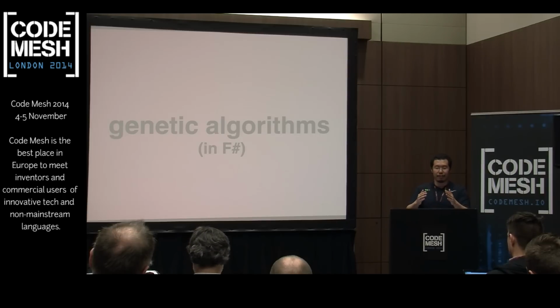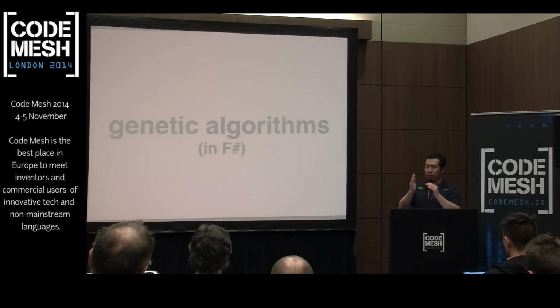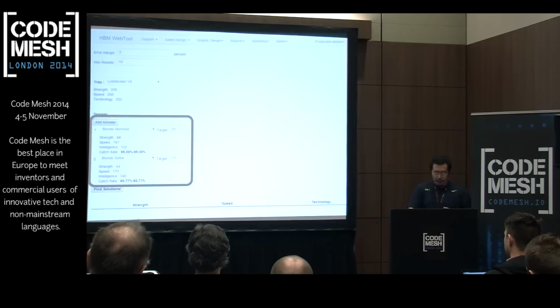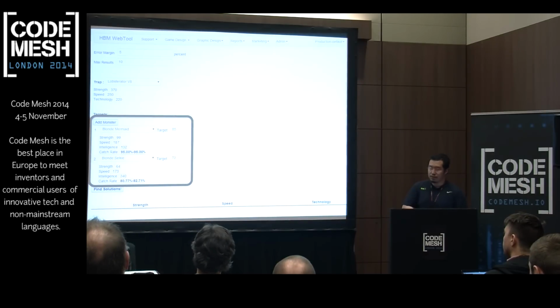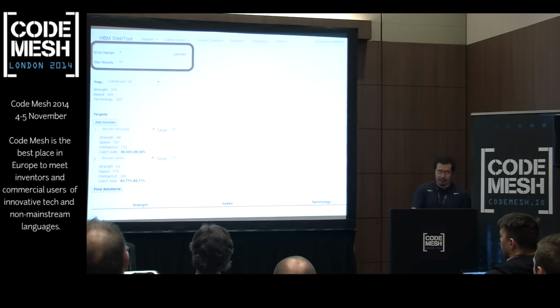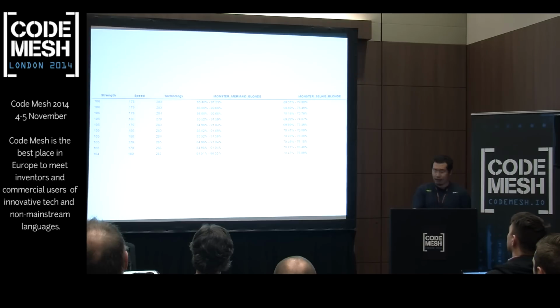So if you want a trap that makes sense, so that it is high tech, but not very strong, but quite fast, you tell us that at the start, so that we try to find a solution that matches your shape. And to run the algorithm, the game designer just goes on our web tool, puts in a few parameters, error margin, and clicks a button and waits for the answers to come back.